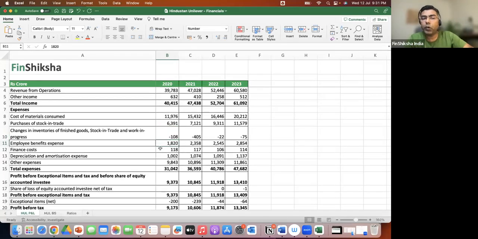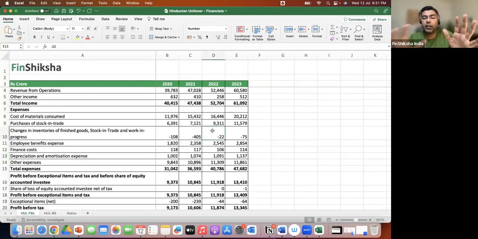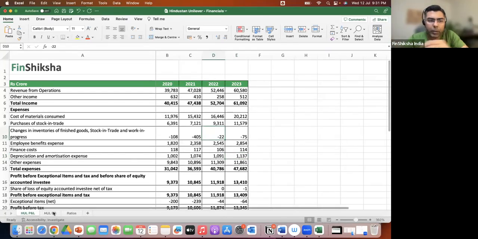Employee benefits, straightforward. Finance cost, interest, you'll see a very small number, they don't have too much debt. So that's simple. Depreciation and amortization, again, not a very large number, not a very asset intensive or capital intensive business, right? That's the construct of what you see here on the P&L. There are other items, we'll come to that.